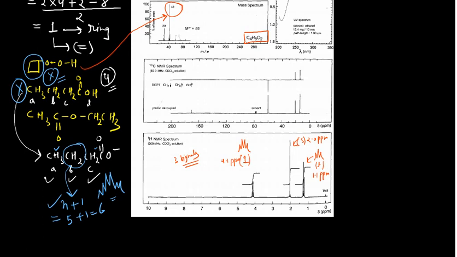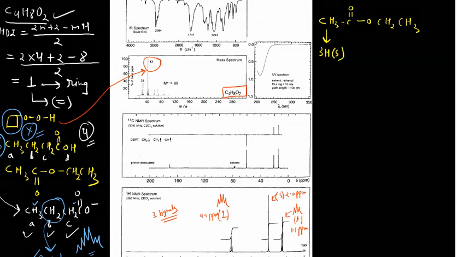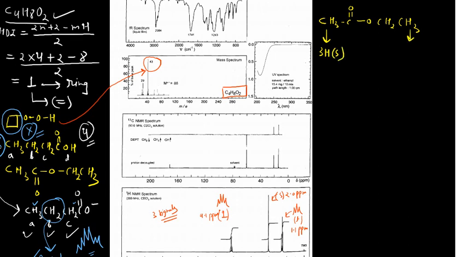So I can write that structure again. You are having this: CH3, C double bond O, O, CH2 and CH3. If you check the proton NMR data, these are the 3 hydrogens, and it will give you a singlet. But this will give you a quartet.